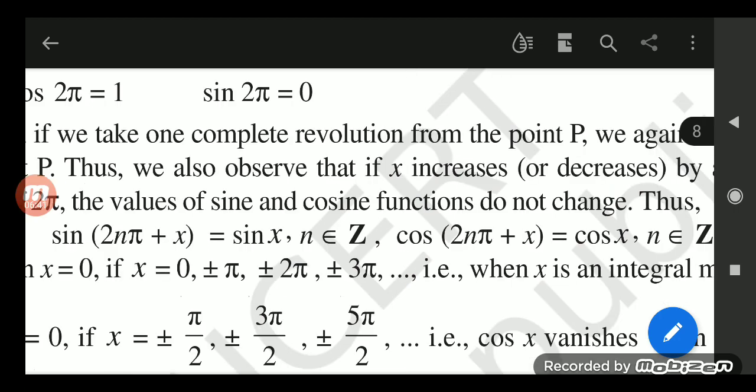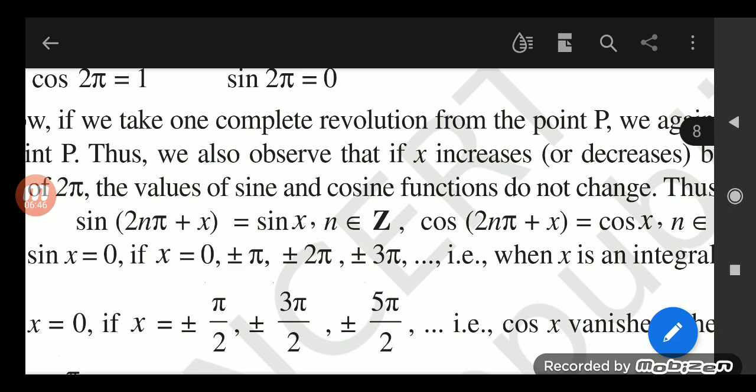So why is it 2n and pi? We will learn about this in the next module. Some things we'll leave for the next module, right? So it's 2nπ plus x. If you have a doubt, please pause this video, watch the next part, and then come back.